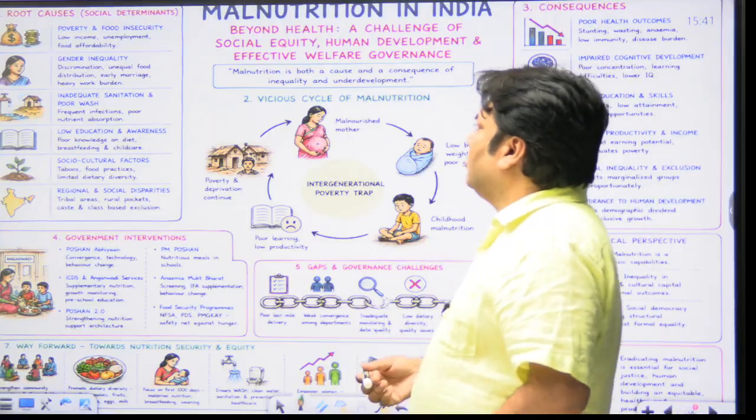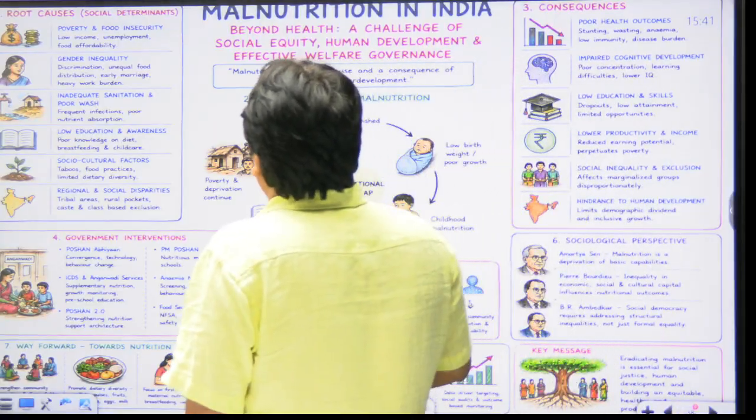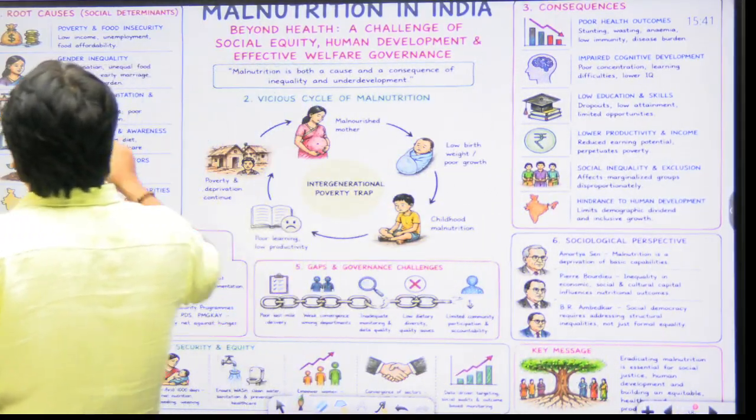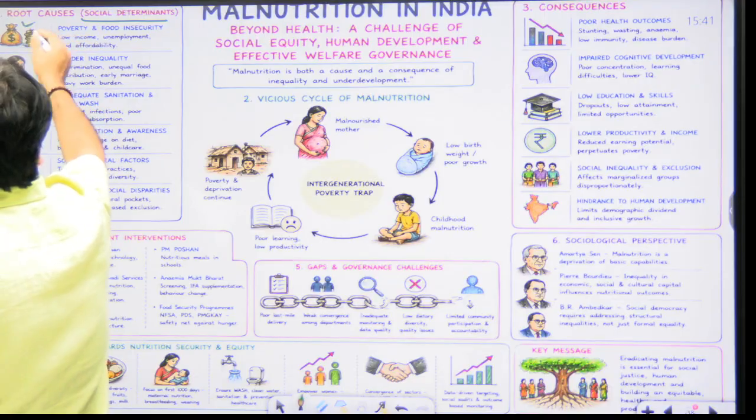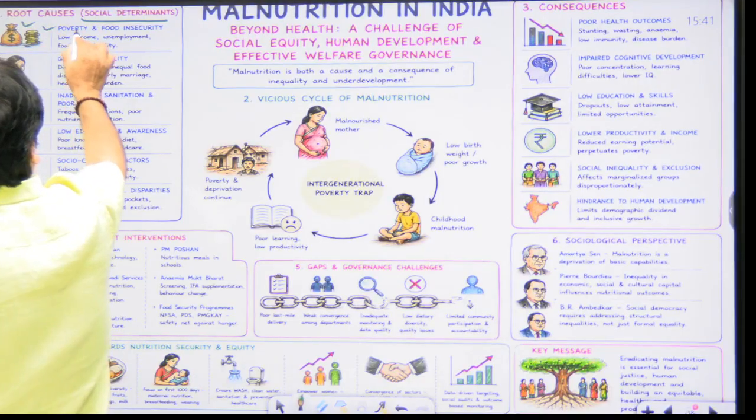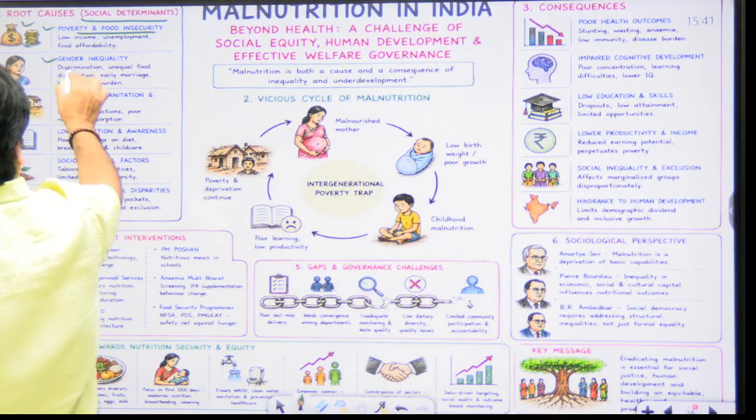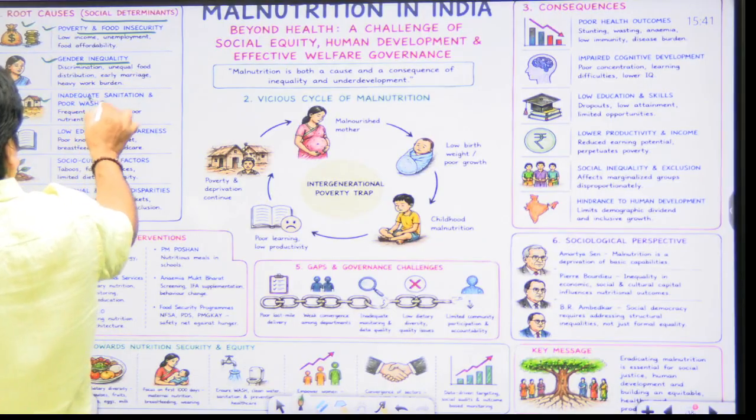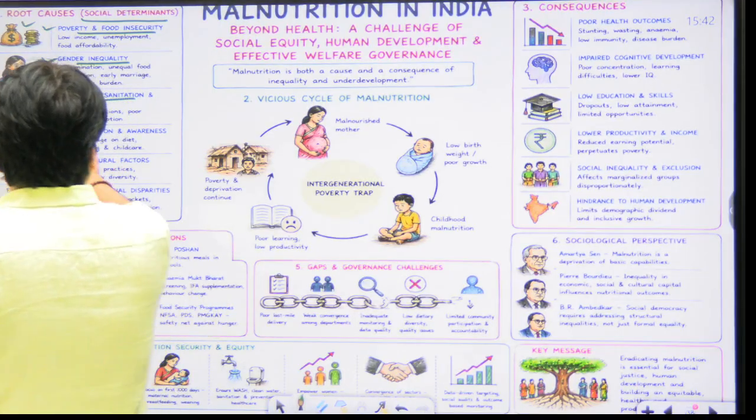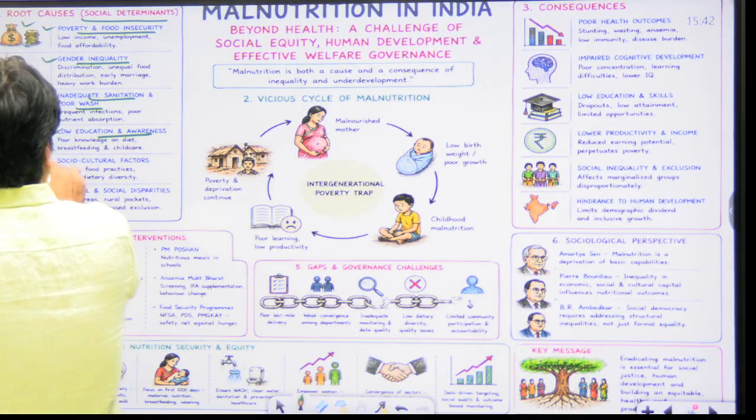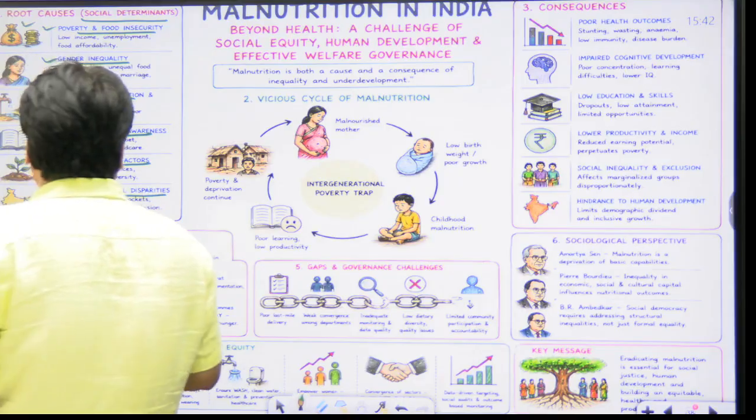Here we are talking about malnutrition, right? And here the first point we have discussed is the root causes or the social determinants of malnutrition. First is poverty and food insecurity. The second is gender inequality. The third is inadequate sanitation and poor WASH. The fourth is low education and awareness. The fifth is socio-cultural factors. The sixth is regional and social disparities.